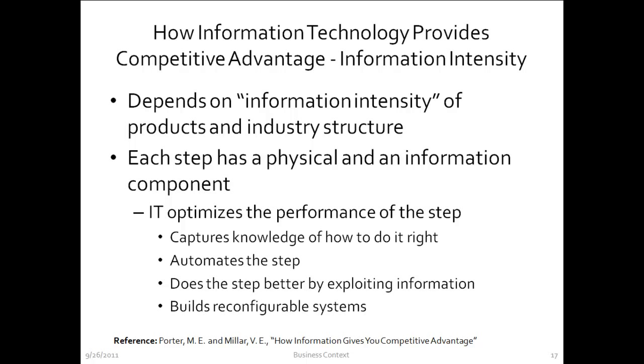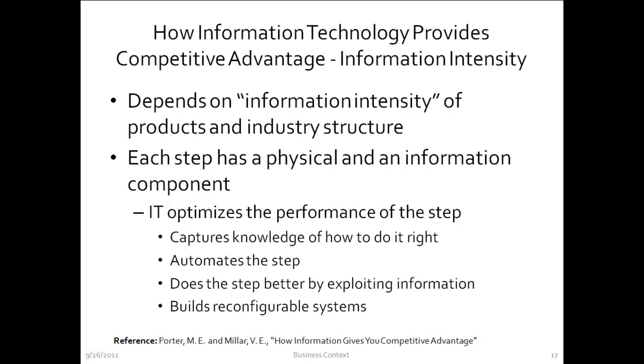So how does one think about this? Basically, each step in the value chain has a physical component and an information component. IT can optimize the performance of the step by making the information component of the step better. For example, IT can optimize the performance of a step by capturing knowledge of how to do it right so that people do it better by following the appropriate instructions. IT can make the step operate better by automating the step.